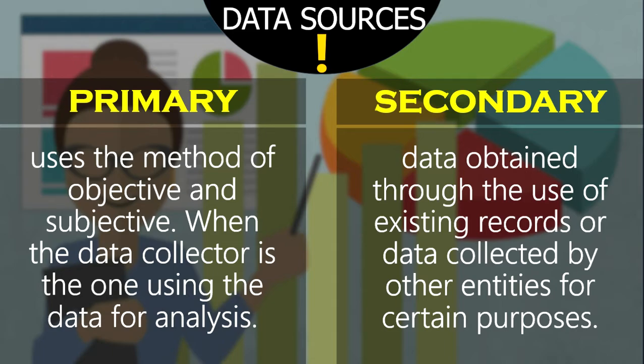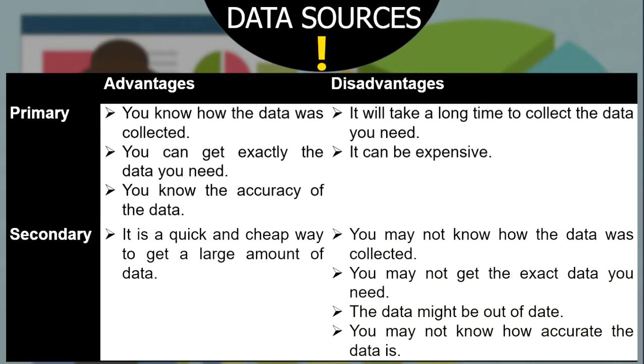Okay, so now, what are the advantages again for the primary? You know how the data was collected. You can get exactly the data that you need. So when it comes to your study, since you are the one who is conducting, it's very exact. Okay, the data that you needed is exact. And also, you know the accuracy of the data. Okay, the disadvantage, of course, it will take a long time to collect a data. It can be expensive. Okay, and then secondary, it's quick and cheap way to get a large amount of data.